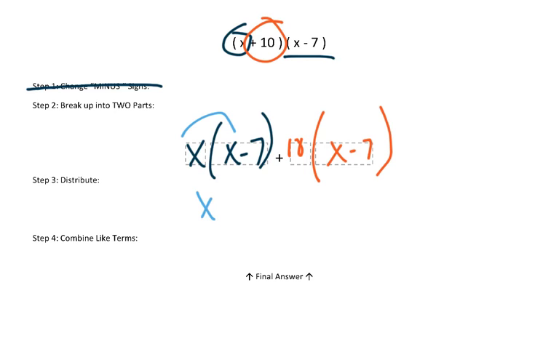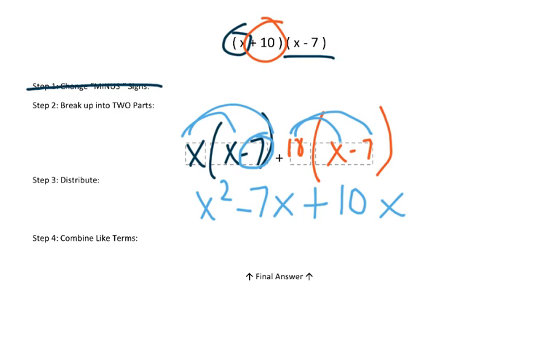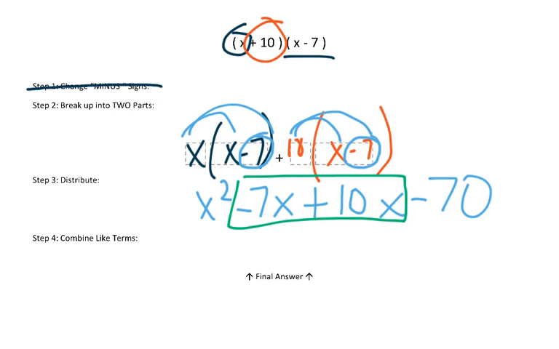X times x is x squared. X times a negative 7 is negative 7x. 10 times x is 10x. 10 times a negative 7 is negative 70. Next, I'm going to combine like terms. My x's in the middle, right here, I'm going to combine together. So my final answer would be x squared plus 3x minus 70.